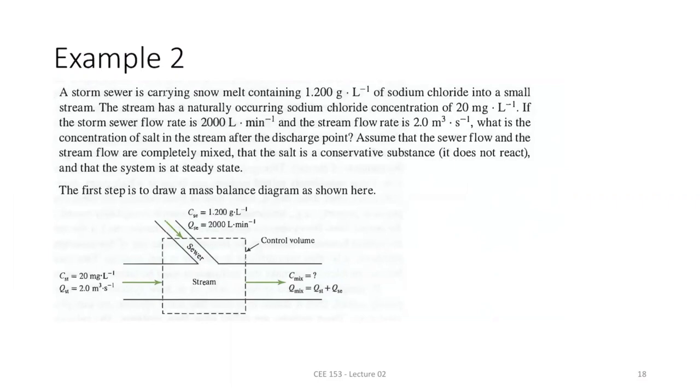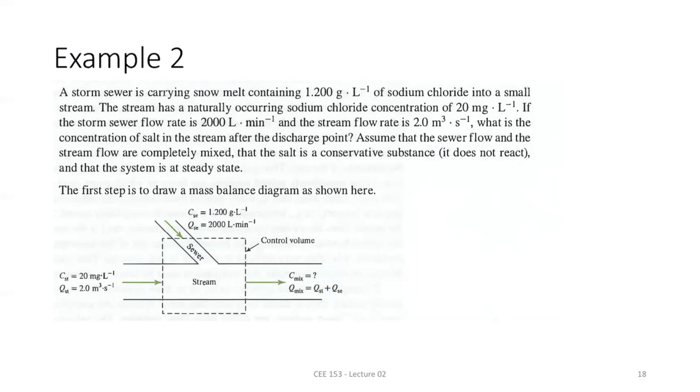So the question is, a storm sewer is carrying snow melt containing 1.2 gram per liter of sodium chloride into a small stream. The stream has a naturally occurring sodium chloride concentration of 20 milligram per liter. If the storm sewer flow rate is 2000 liters per minute and the stream flow rate is 2 meter cube per second, what is the concentration of the salt in the stream after the discharge point? Assume that the sewer flow and the stream flows are completely mixed, that the salt is a conservative substance, so it doesn't react, and that the system is at a steady state.